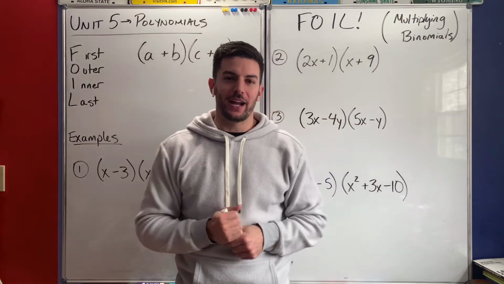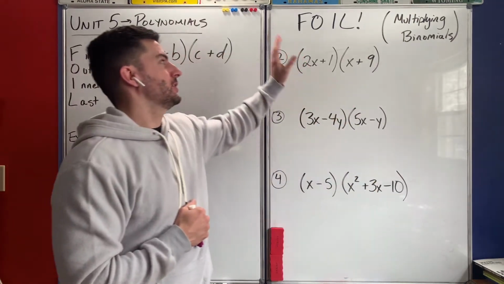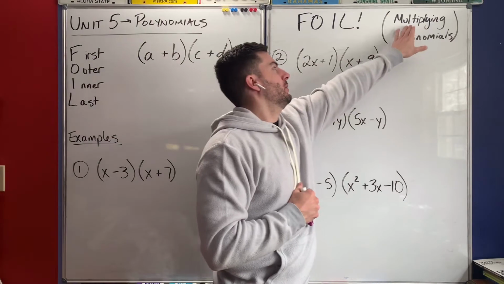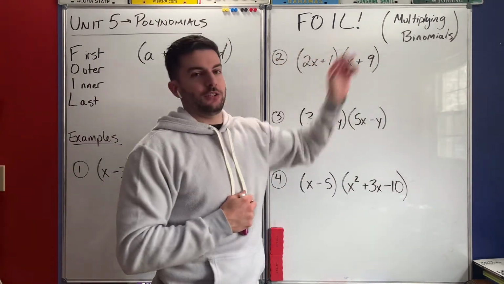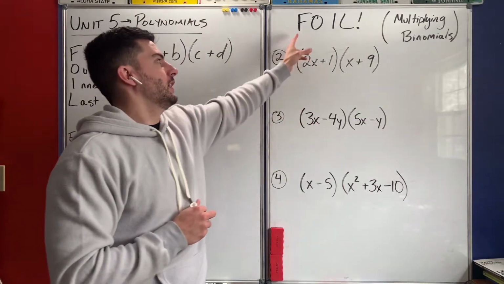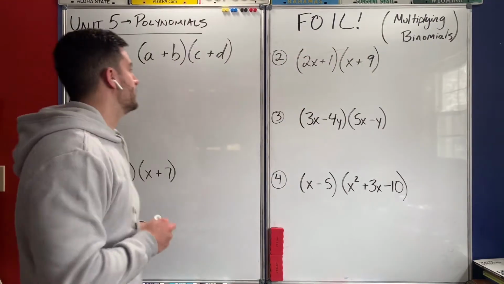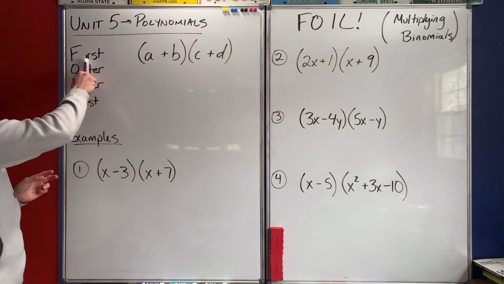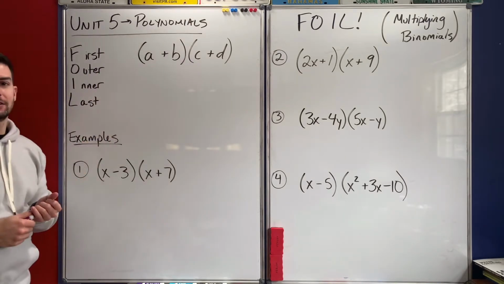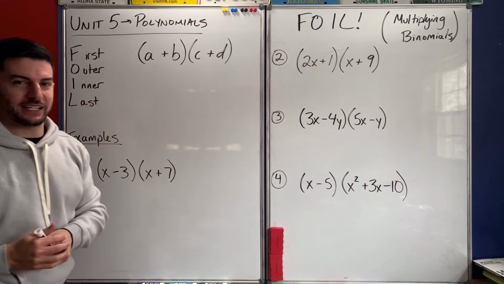All right, Algebra 1, we're back and we're still dealing with polynomials. This one we're going to be learning about multiplying binomials. That's the fancy name of it. But the strategy we're going to use is called FOIL, F-O-I-L. And I have up here what FOIL stands for: first, outer, inner, last. Just keep that in mind. It doesn't make any sense right now.